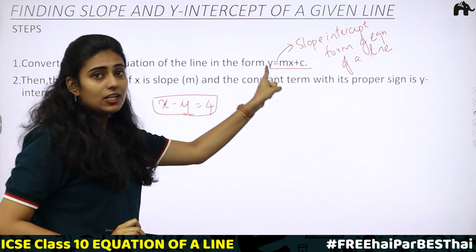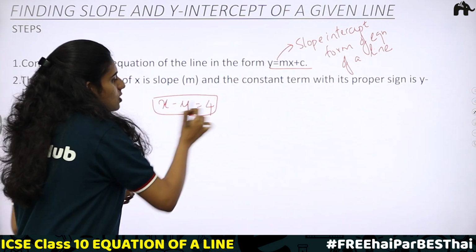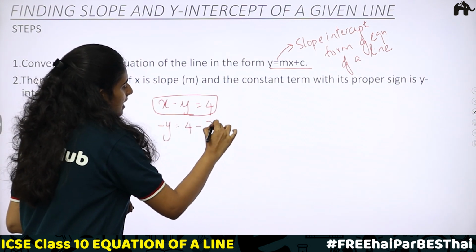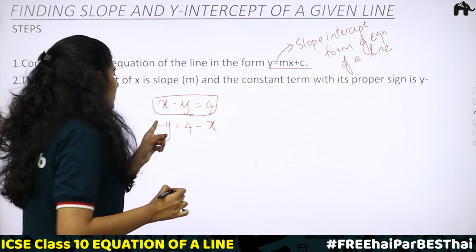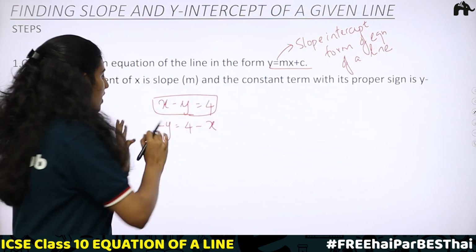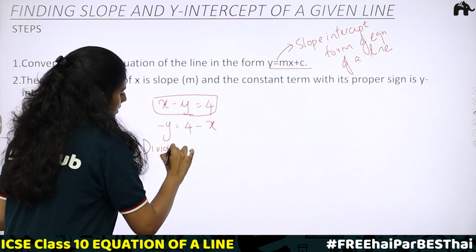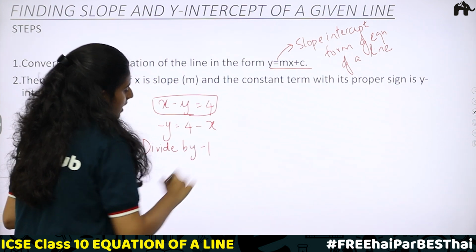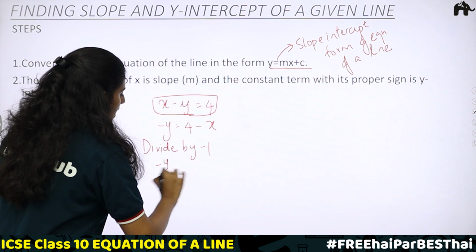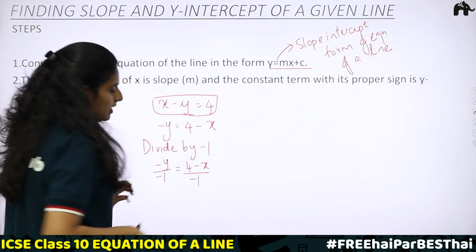Here y is alone on the left hand side. To get y alone on the left hand side, I am taking this x to the right hand side. We get minus y is equal to 4 minus x. Is this enough? No, here we have minus y and this is y. For that, what can be done? I am dividing throughout by negative 1, on the left hand side and right hand side. What do we get? Minus y by minus 1 is equal to 4 minus x divided by minus 1.